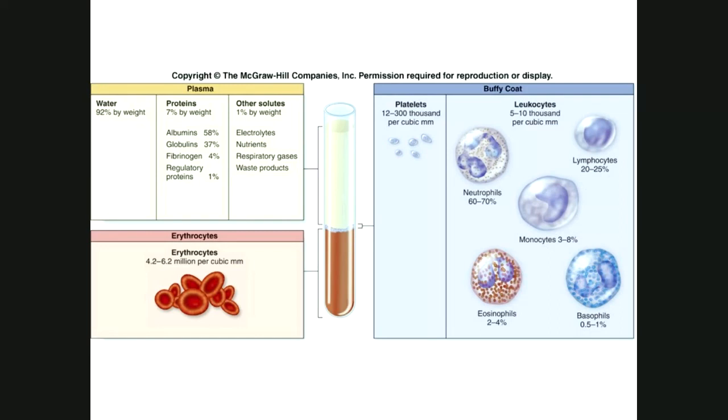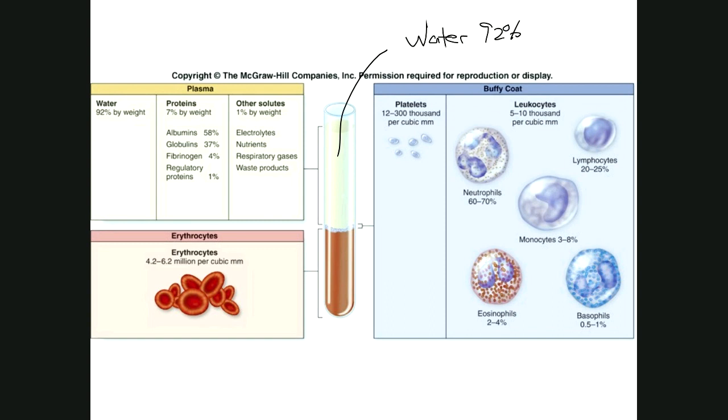So here's our blood, and it's got these three fractions. There's the plasma, there's our red cells, and here are the white cells and the platelets. If you look at each one of these, they look different. Plasma, remember, is the liquid portion of your blood, and it's mostly water. It's about 92% water, but there's a lot of stuff in it. It's not pure water.